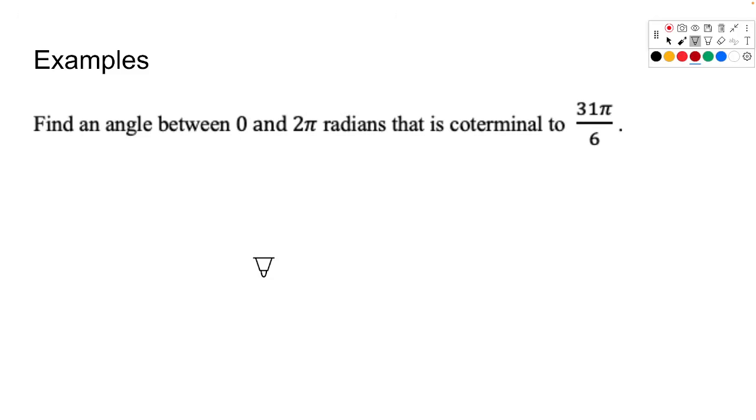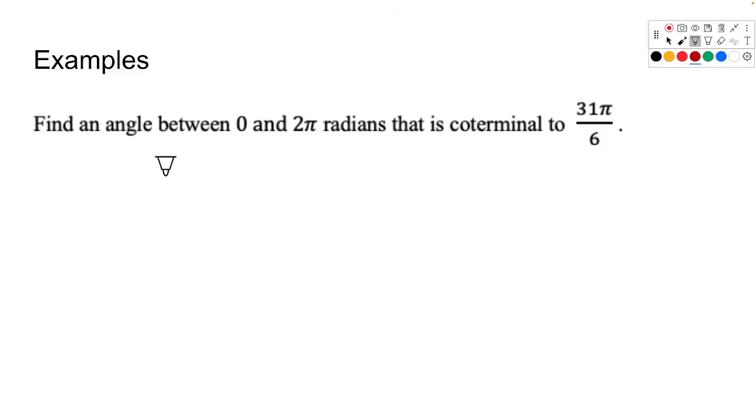Okay, ideas of coterminal angles. A couple examples here. So we want to find an angle between 0 and 2 pi, so just one time around the circle, that is coterminal to this one, 31 pi over 6. So you could kind of see, yeah, 6 goes into 31 certainly more than twice, because 12 pi over 6 would be 2 pi, right? So it's more than one time around the circle.